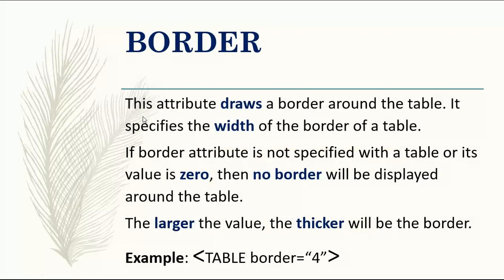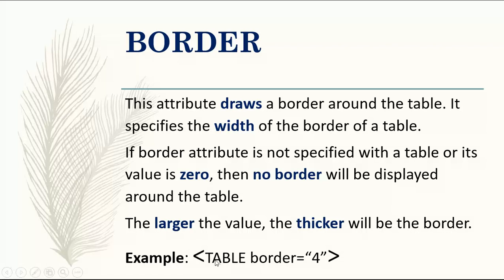Border. This attribute draws a border around the table. It specifies the width of the border of a table. If the border attribute is not specified with a table or its value is 0, then no border will be displayed around the table. As you have learned in the previous session children, we did not use any attribute with the table. You saw the table appeared on the screen in tabular form but without any border. So the larger the value, the thicker will be the border.